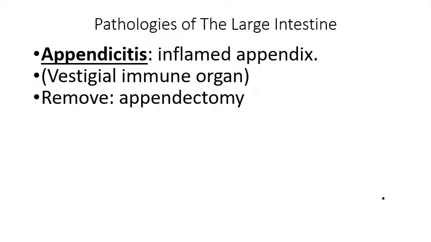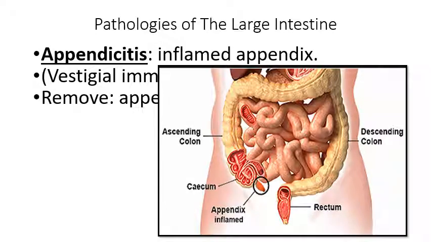All right, and appendicitis is where the appendix becomes inflamed. It's a vestigial immune organ. You remove it, that's an appendectomy. So there's the appendix sitting on the bottom of the cecum. If it becomes inflamed or if it starts to leak, that's called a perforated appendix.